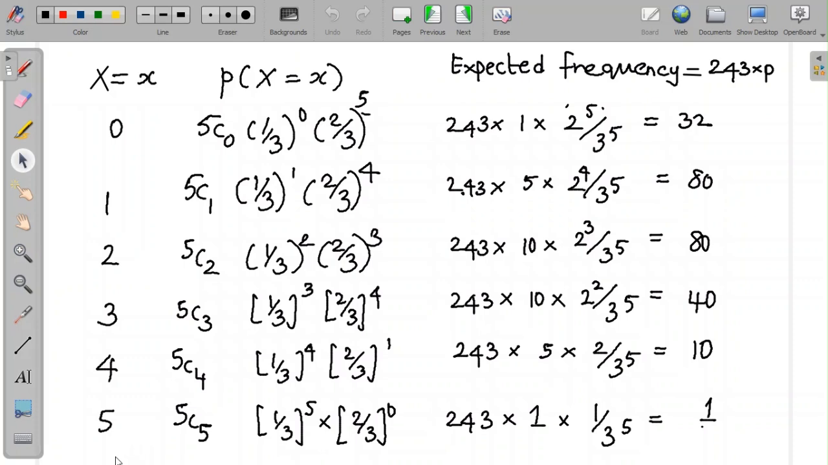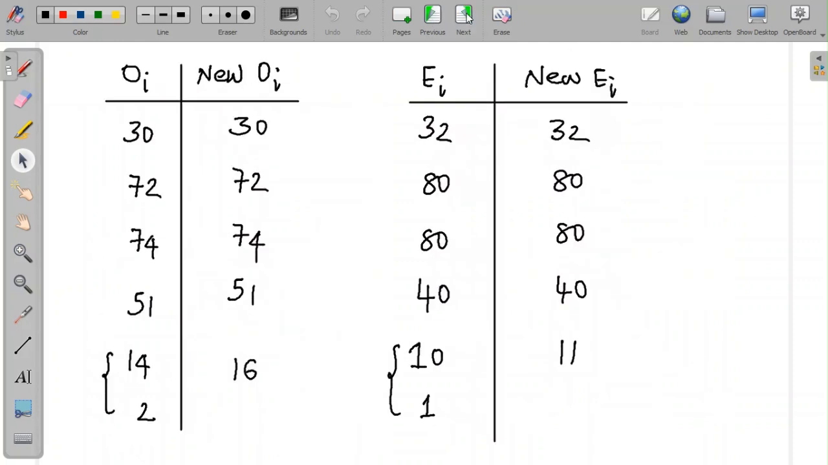And now that we have both the sets of observed frequencies and expected frequencies, we can proceed further. There's one glitch though. We observe that one frequency in both columns is less than 10. In the observed frequency, we have a number 2, and in expected frequency, we have a number 1. Both these are less than 10. We saw that for the test to be effective, we need all the frequencies to be at least 10. So to ensure that the frequencies are at least 10, we club them. So 14 and 2 are clubbed to get 16, 10 and 1 are clubbed to get 11.